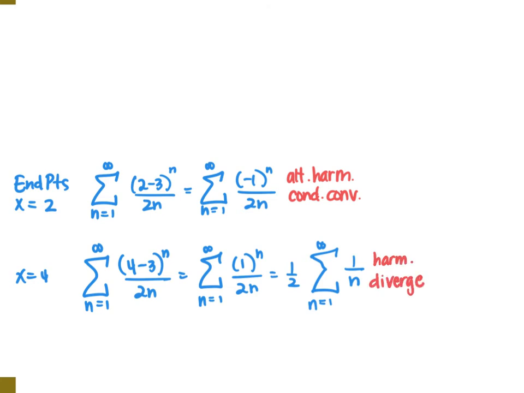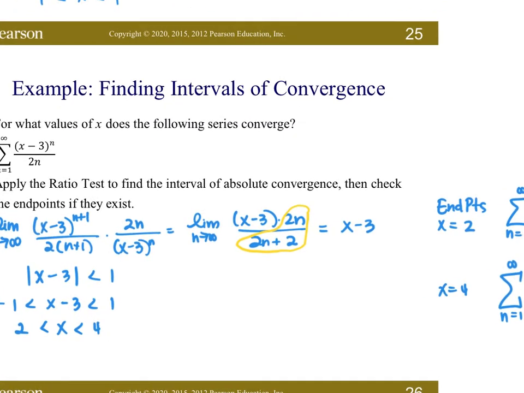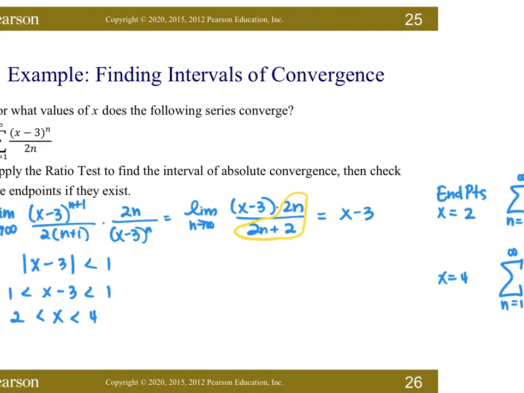So the endpoint of 4 would produce a divergent series, whereas the endpoint of 2 would produce a conditionally convergent series. So my overall interval of convergence can be expanded to include 2 as conditionally convergent, but I'm still not going to include 4 because it diverges at 4.